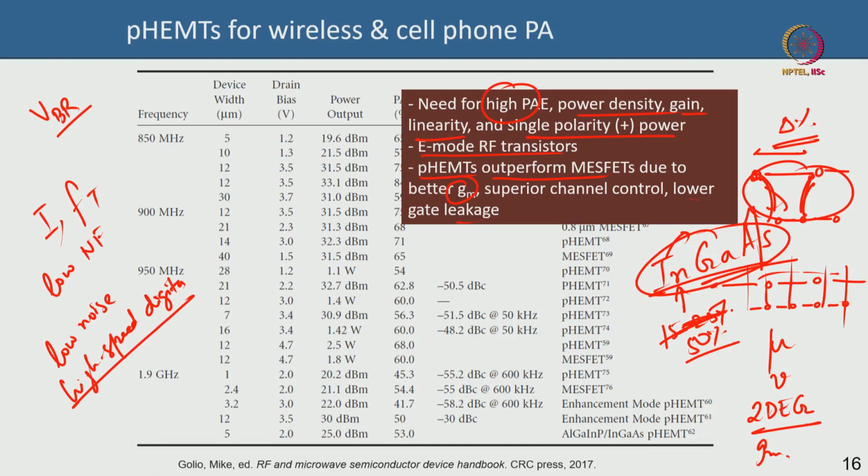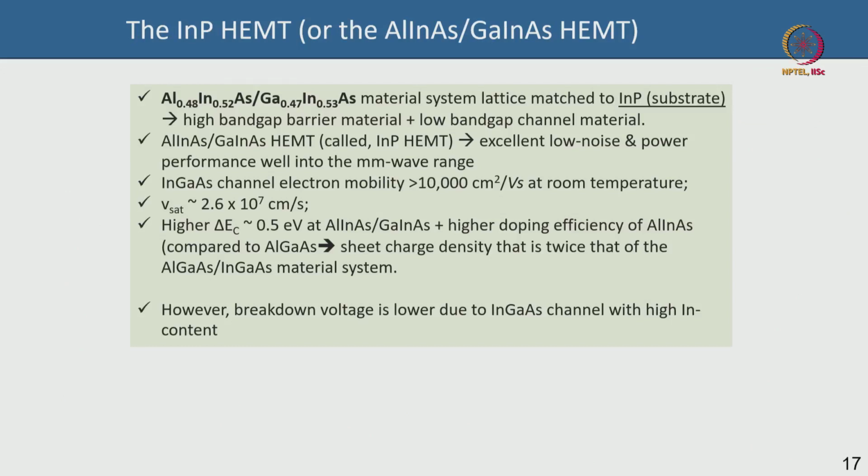outperform pseudomorphic HEMT. Then the question is, how do you enable an InGaAs channel with such high concentration of indium? The key is to use a different substrate, not gallium arsenide, but a different substrate where the lattice mismatch is not high, and that substrate is called indium phosphide. So, welcome to indium phosphide HEMT. When I say indium phosphide HEMT, the substrate is indium phosphide. Indium phosphide has a larger lattice constant than gallium arsenide, which means you can grow indium gallium arsenide on indium phosphide such that the indium content in the InGaAs channel can be significantly large.